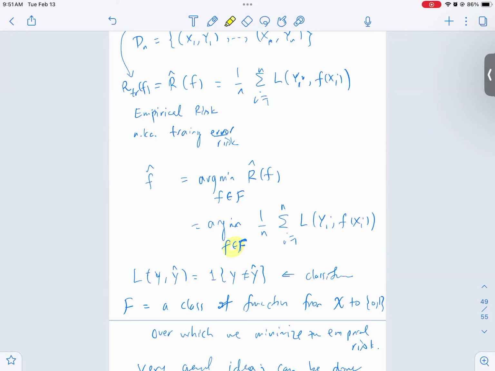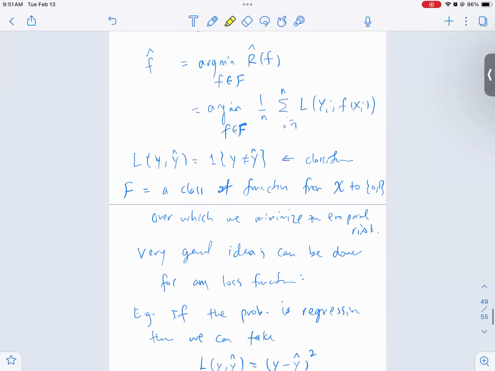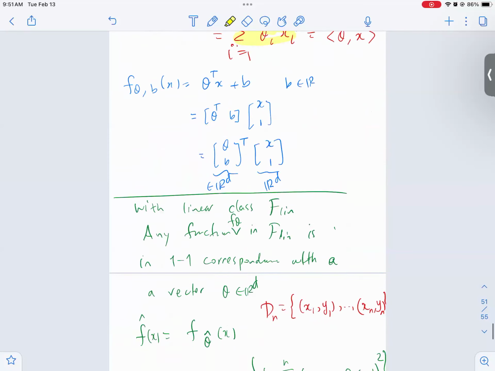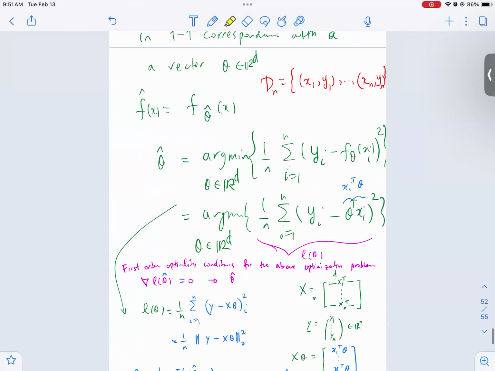In the regression case, the loss is quadratic, and the function class is linear, so I get this. Then I want to optimize. This is an optimization problem: I have to find a function here, which in this case means finding this theta. You plug this into that formula, and you get this problem. Because the quadratic loss is pretty simple, we can actually solve for the solution.